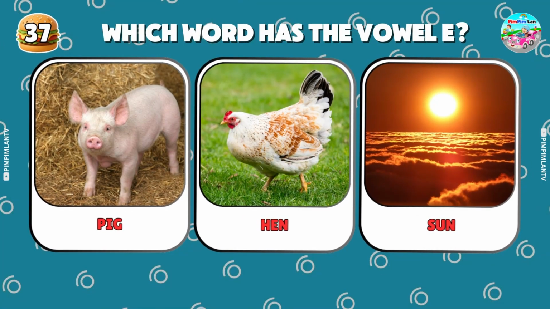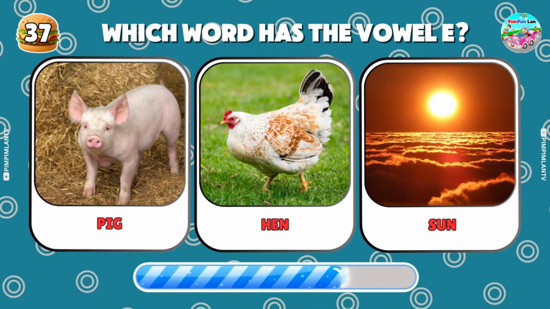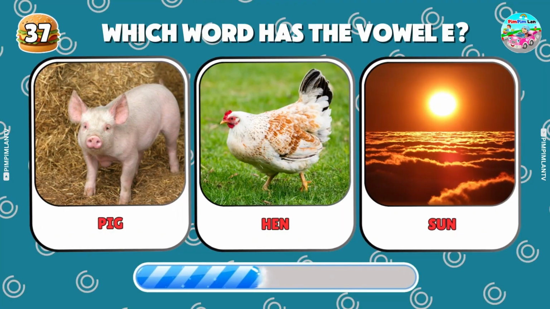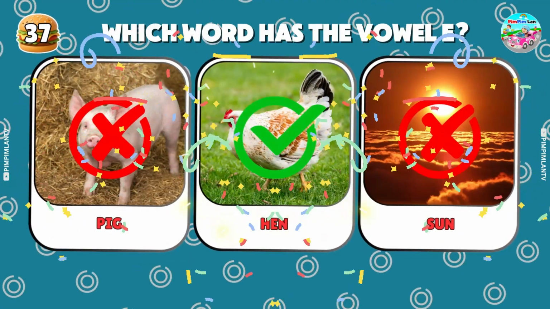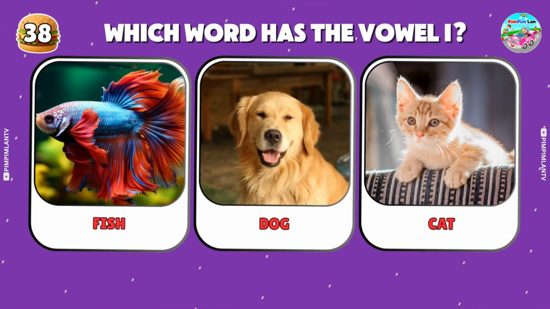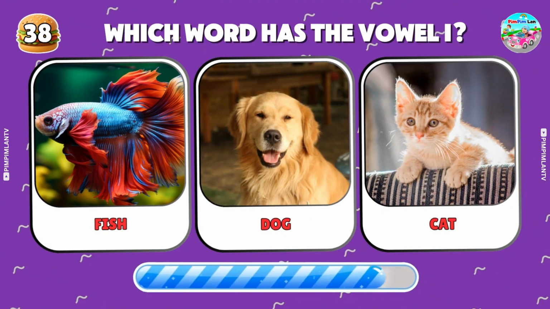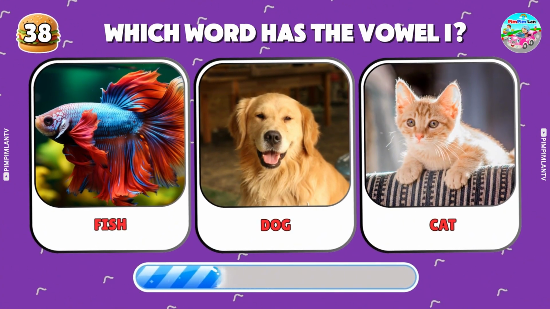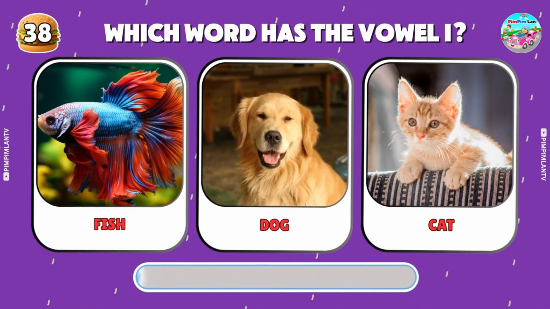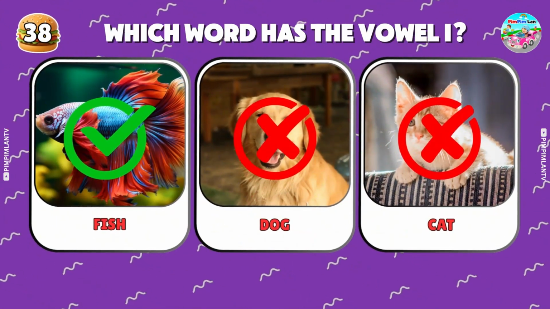Which word has the vowel E? Good job! Pen holds onto its E nicely. Which word has the vowel I? Right. Fish swims along with an I inside.